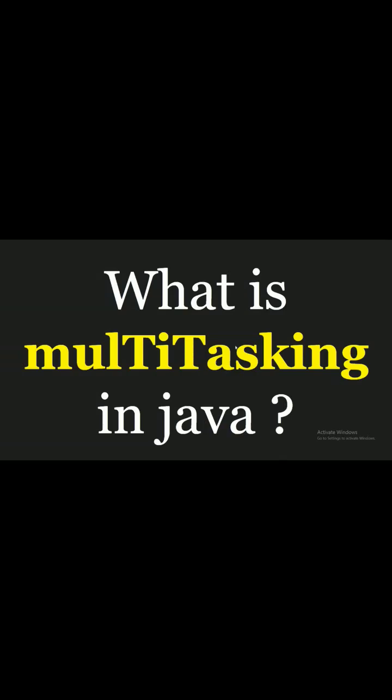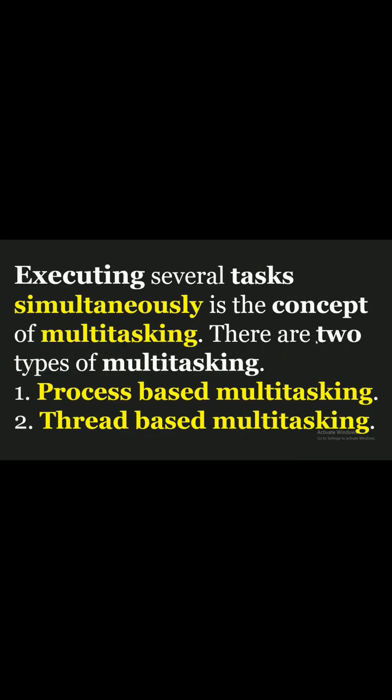What is multitasking in Java? Executing several tasks simultaneously is the concept of multitasking. There are two types of multitasking: process-based multitasking and thread-based multitasking. Java supports only thread-based multitasking.